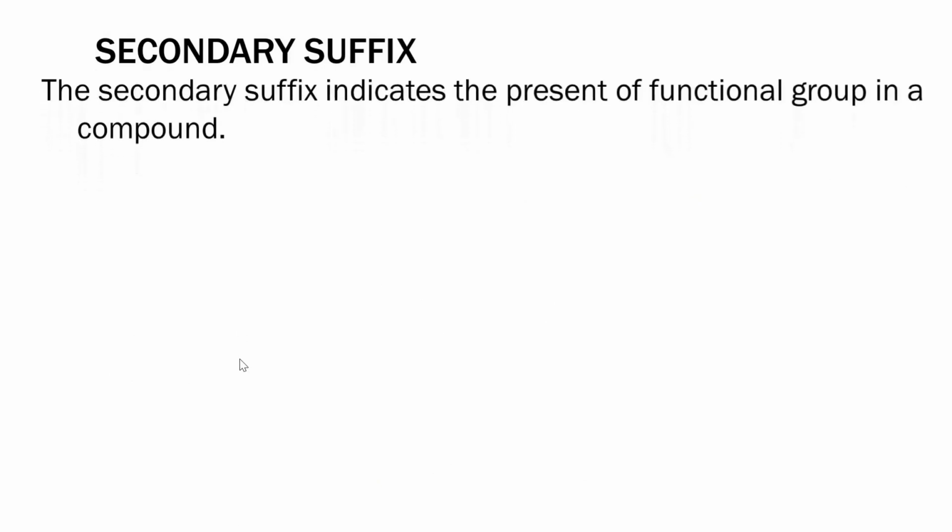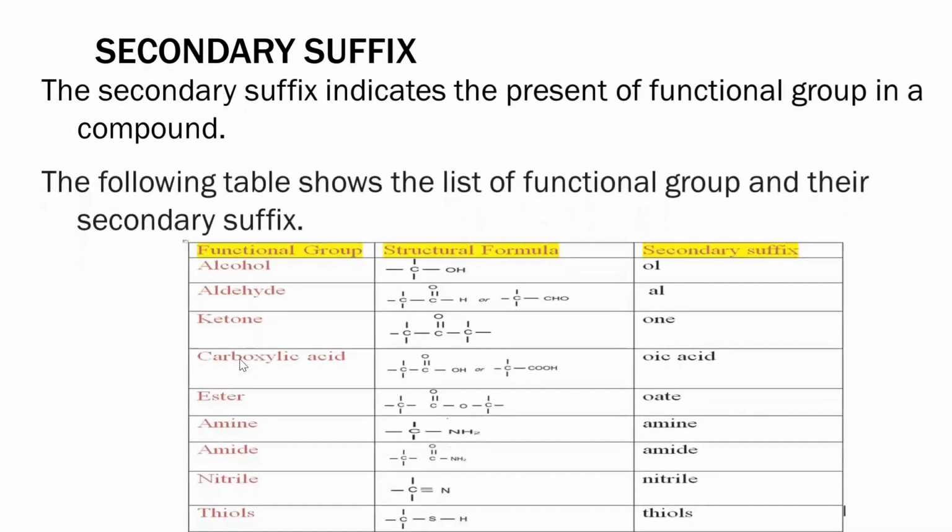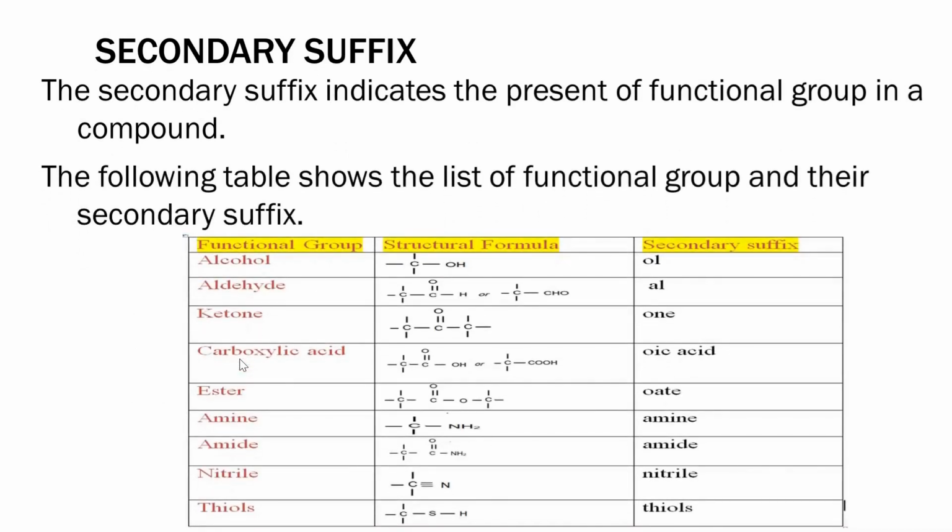Now let's talk about the secondary suffix. The secondary suffix indicates the presence of a functional group in a compound. So what is a functional group in a compound? The following table shows the list of functional groups and their secondary suffixes. We already discussed the functional group: an atom or group of atoms present in the hydrocarbon that determines the characteristic of the organic compound. So for what functional group, what is the secondary suffix?